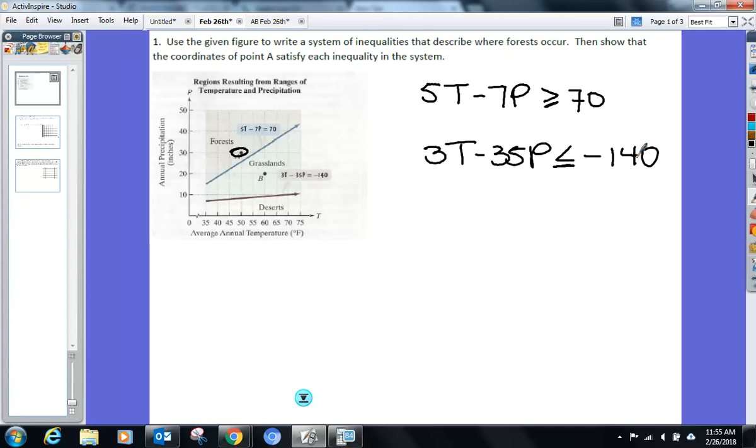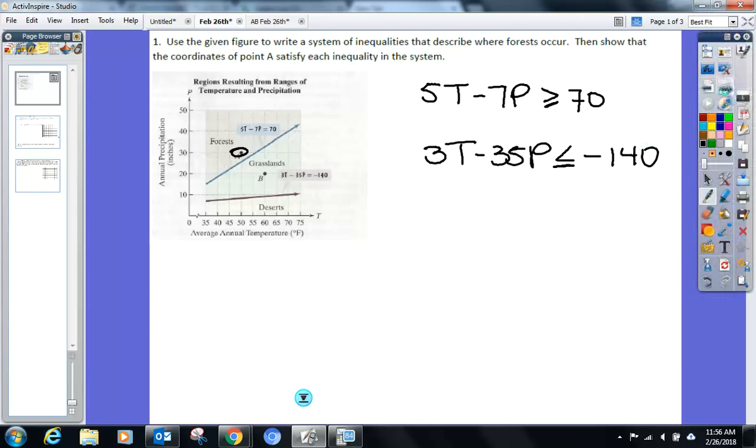Questions on where I came up with the signs before you do one like this tomorrow in your group? I'll provide the equation. That's not a big deal. Anything? All right, time to come up with your own now.